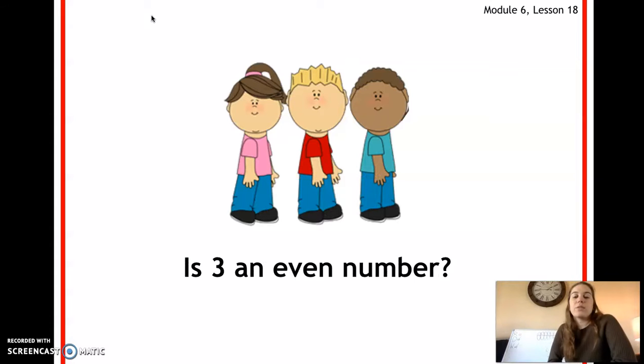Let's look. Is 3 an even number? So if we were to group these in pairs, so groups of 2, so we have the one boy and one girl together, is there a pair for the last boy? No. There's 1 boy left over. So this number is not equal. Those groups are not equal, so our number is not even. If we were to put them into 2 equal groups, so we put 2 friends over here, we had 1 friend over here, are our groups equal? Nope. Because there's 2 in this group and there's 1 in this group. So 3 is not an even number.